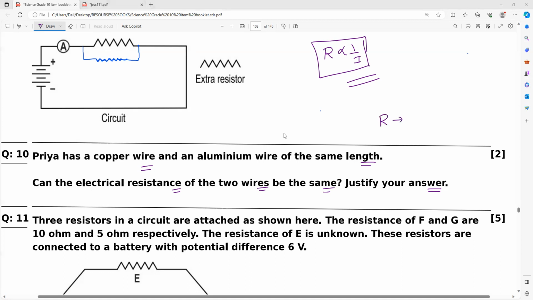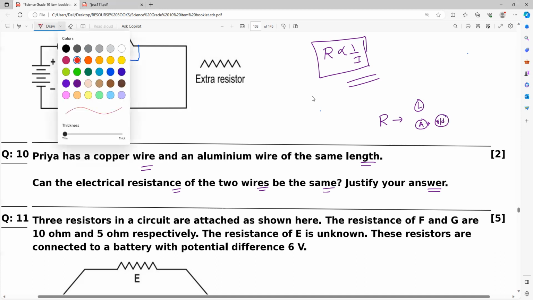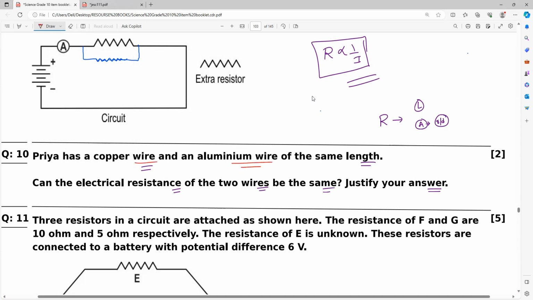So we all know that resistance depends mainly on two factors. Forget about temperature and nature. What are the first two factors? Length and area of cross section. Area of cross section also we can say is radius and as well as what? Radius and diameter.